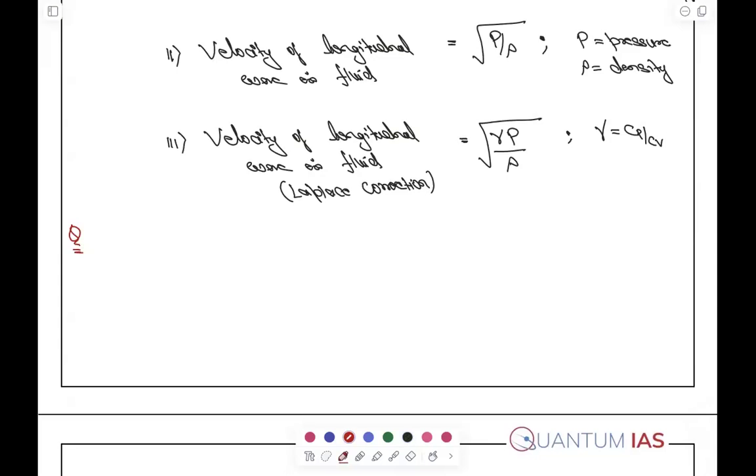Tomorrow your waves will be completed, and also we will be starting with the optics. ठीक है, waves खत्म हो जाएगा and optics भी start हो जाना चाहिए most probably. ठीक है, so give me a minute for the question.